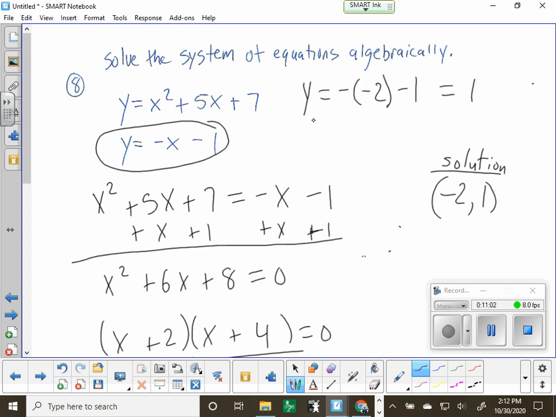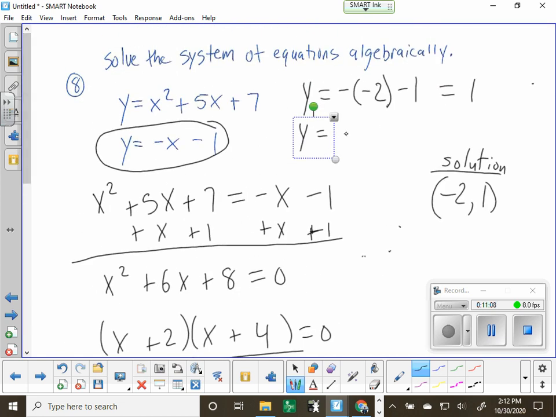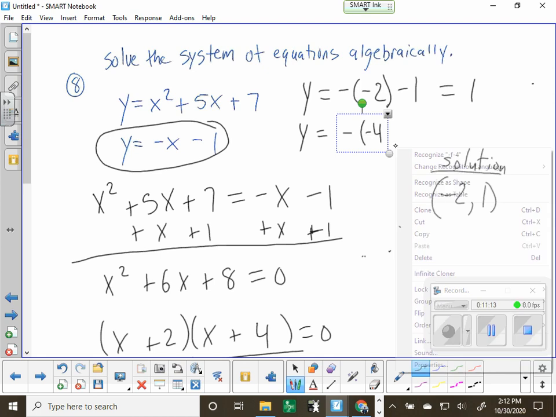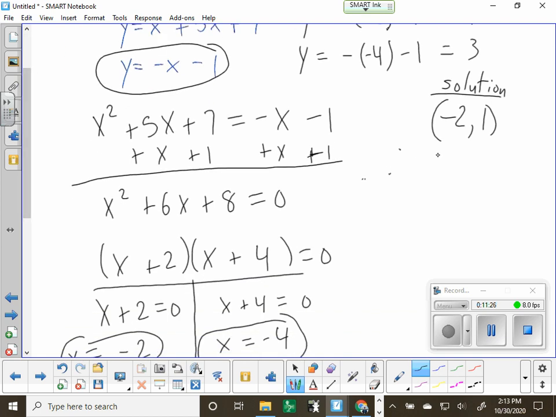Okay, then my next solution would be y is equal to, then my other answer was negative 4, right? So negative 4 goes back in. So it's negative 4 minus 1. Well, the double negative makes it 4. So then 4 minus 1 is 3. So my other solution is negative 4, comma 3. And that's the second solution.